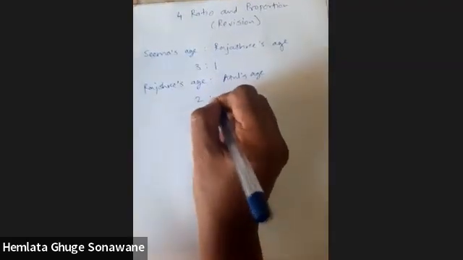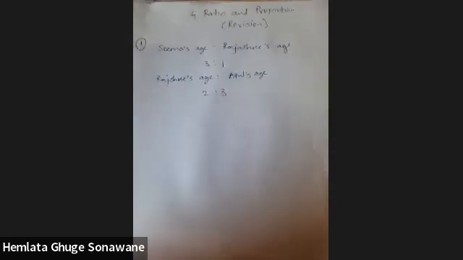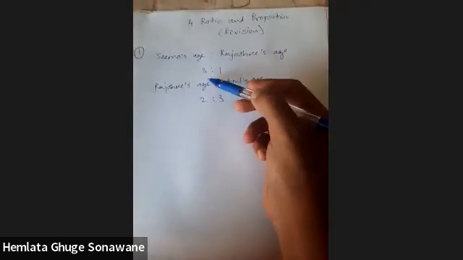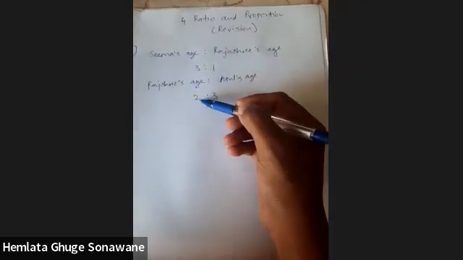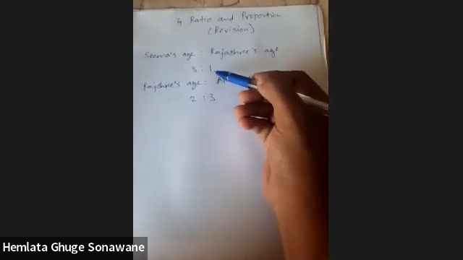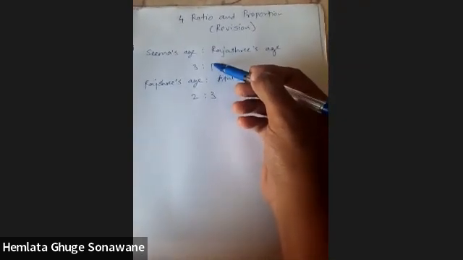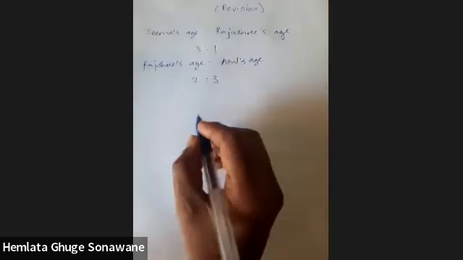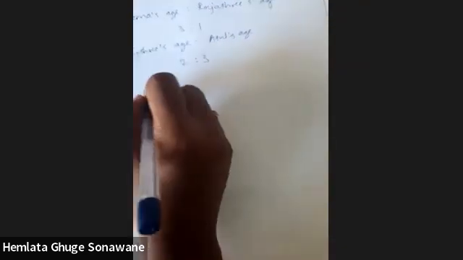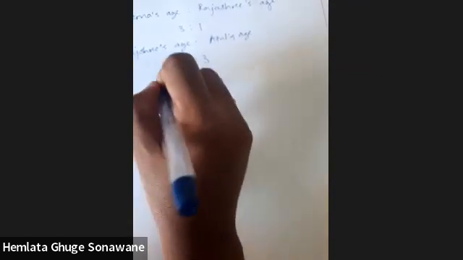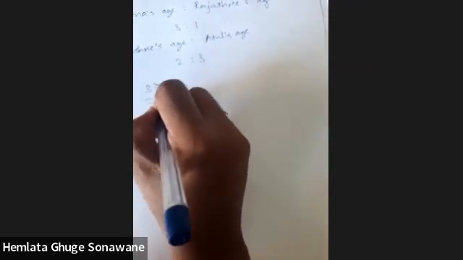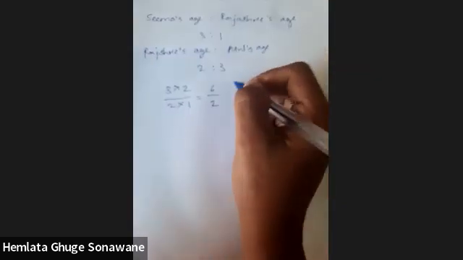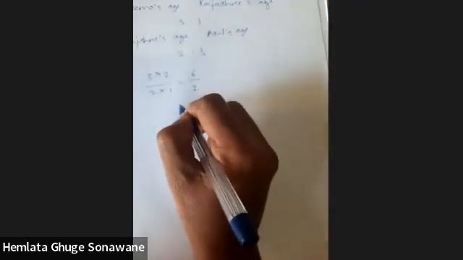That is 2:3. Now here you can observe both the ratios. You can find out that Rajasri's age is common here. So what we'll do here, Rajasri's age ratio is 2, so we'll convert this ratio by multiplying by 2. We'll convert Seema's age and Rajasri's age ratio by multiplying by 2. So it becomes 3 into 2 and 2 into 1. It becomes 3 2s are 6 and 2 1s are 2. Now we have Seema's age and Rajasri's age ratio as 6:2.